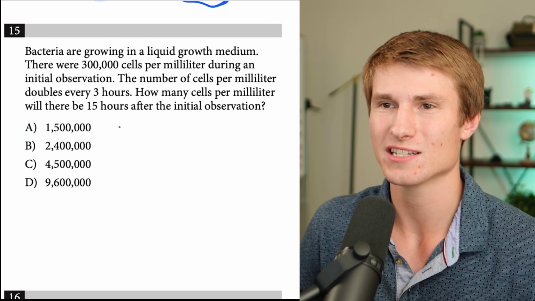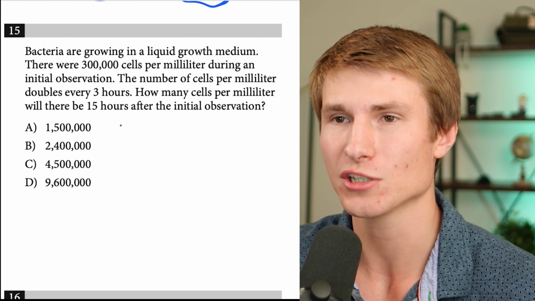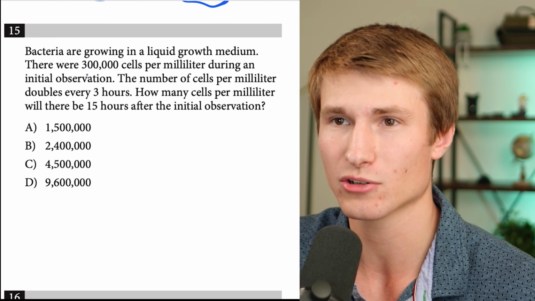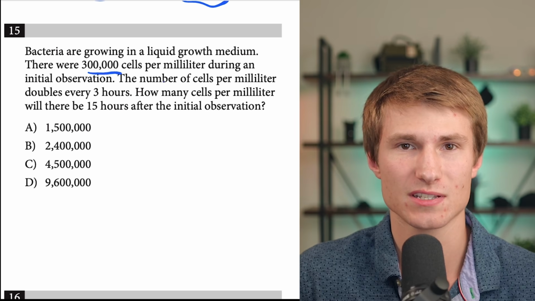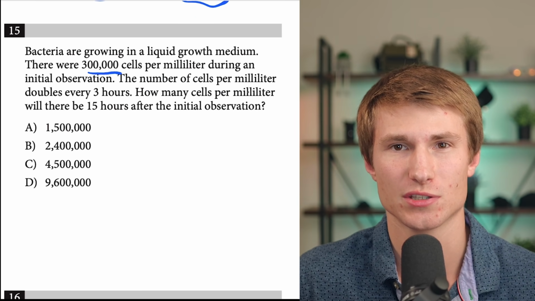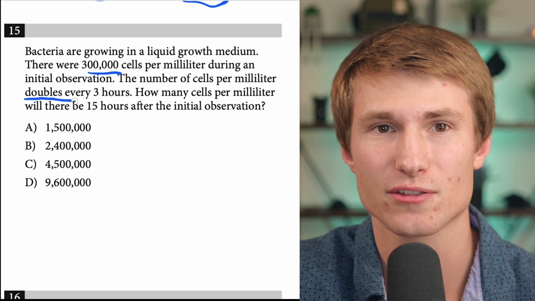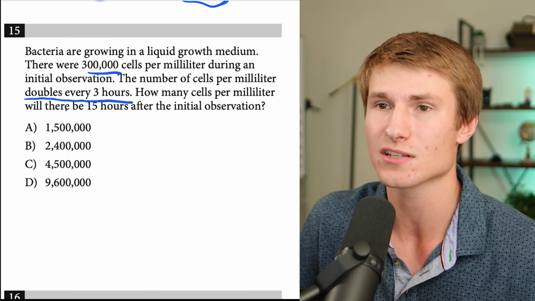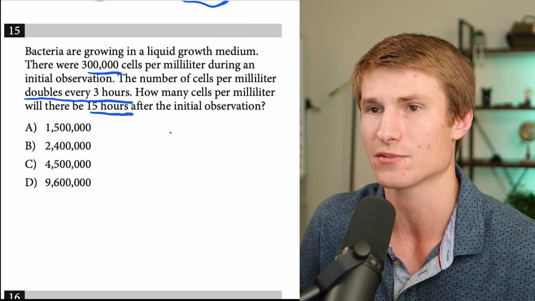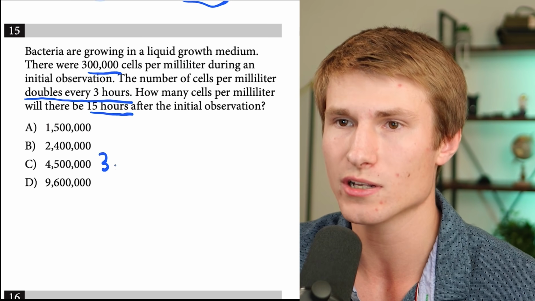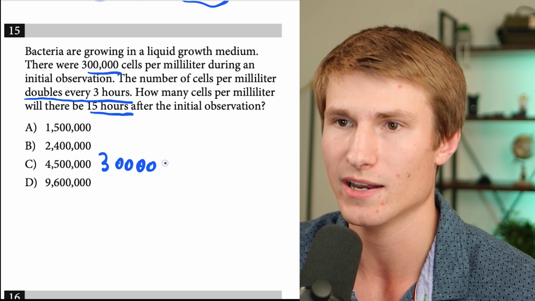Here's how to solve this SAT math question about exponential growth. Question 15 states that bacteria are growing in a liquid growth medium. There were 300,000 cells per milliliter during an initial observation. The number of cells per milliliter doubles every 3 hours. That's important. How many cells per milliliter will there be 15 hours after the initial observation? So our starting amount is 300,000. So let's go ahead and write that down.